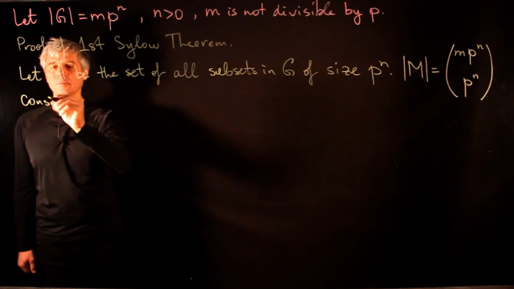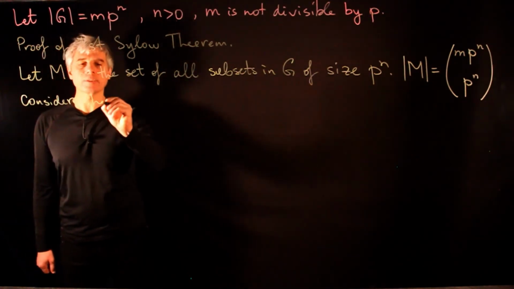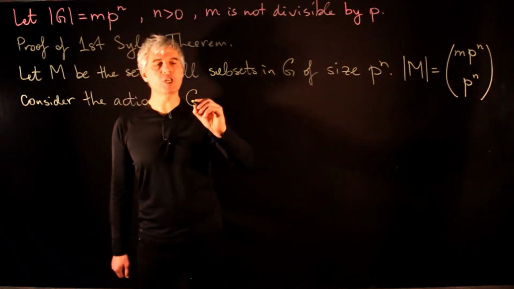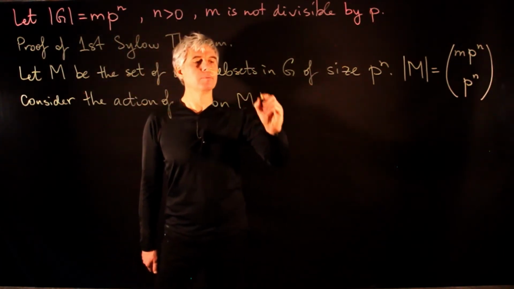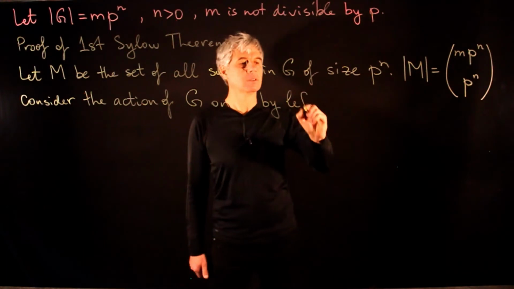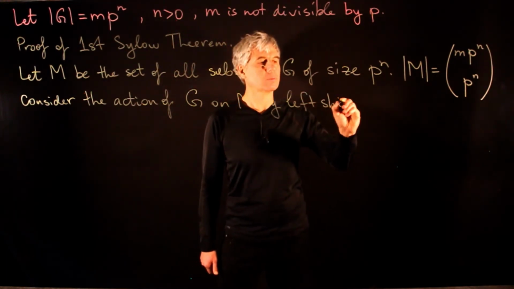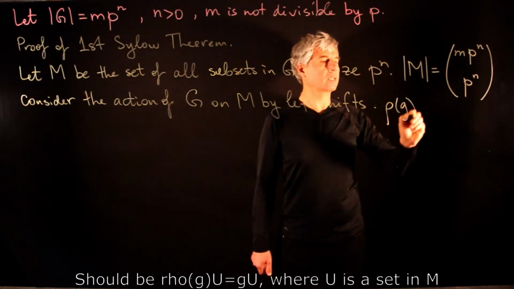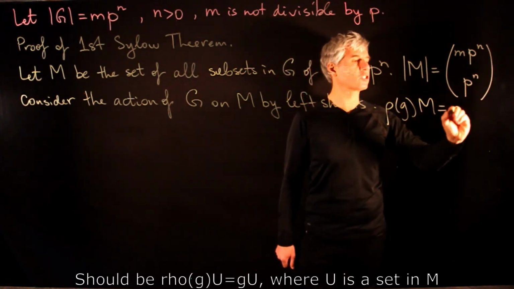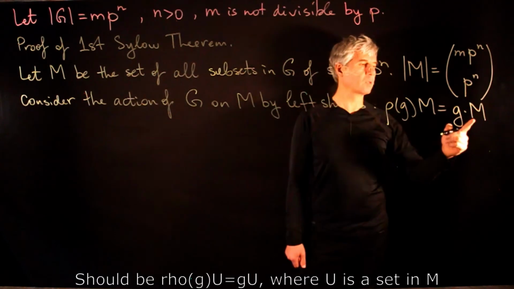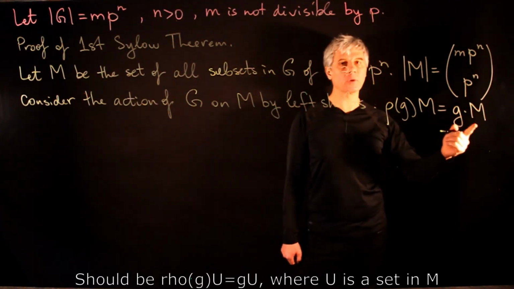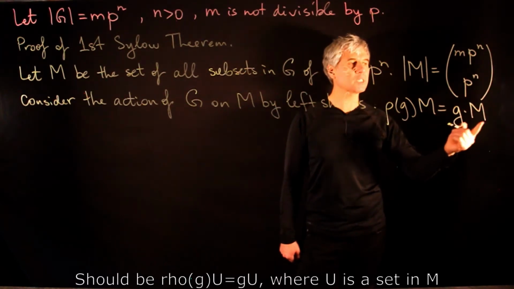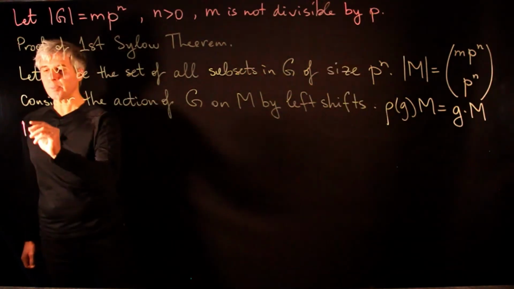Consider the action of G on M by left shifts. So this means that rho of g acting on M is just g times M. We multiply every element of M by g on the left, and then we get another subset of the same size. Proposition.